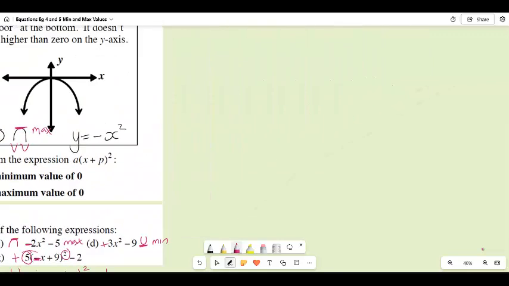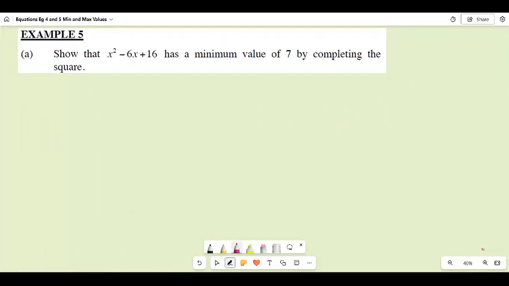Let's look at example 5. Example 5 says to us, can you show that this equation has a minimum value of 7 by completing the square? So they're telling us two things. We need to show a minimum value of 7. So they want a very specific answer. And there's a method that we need to use, and that is completing the square. This method is very crucial because they're telling me this is how you are going to be marked. If you use any other method, it would be considered incorrect because they're telling you specifically what to do.